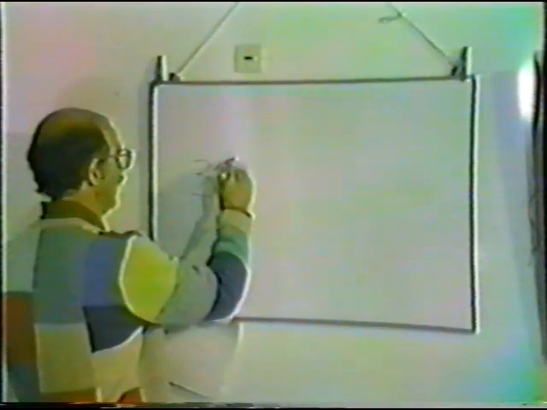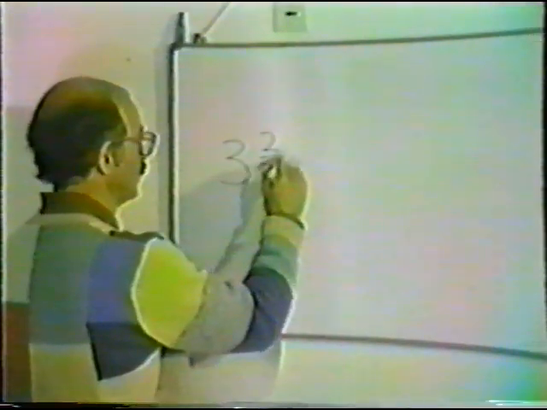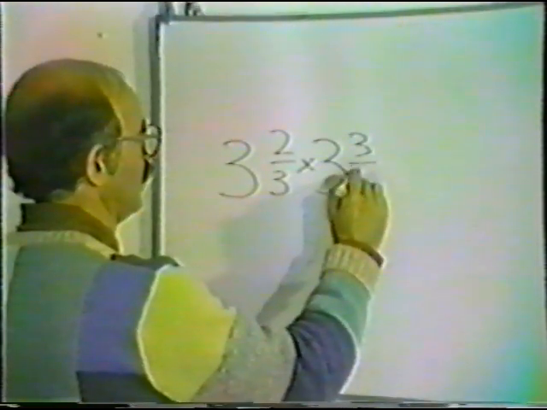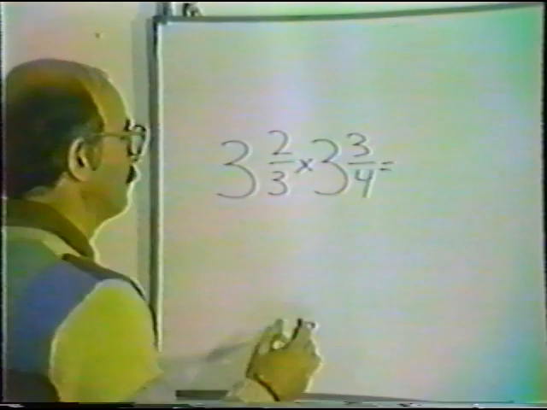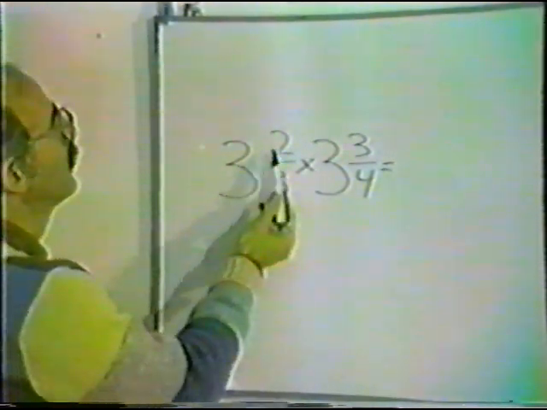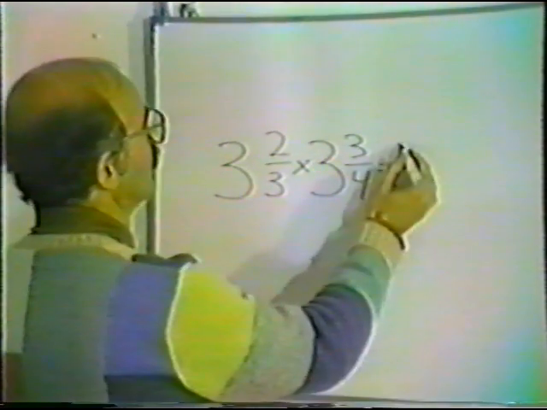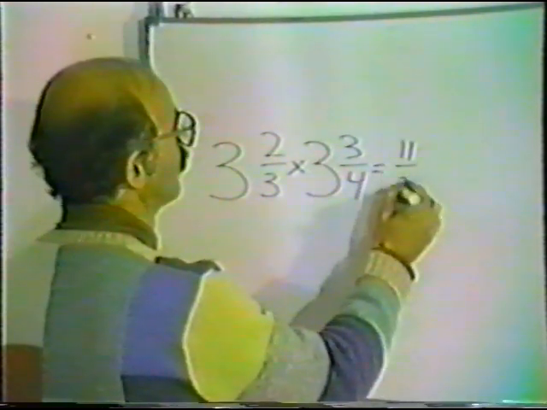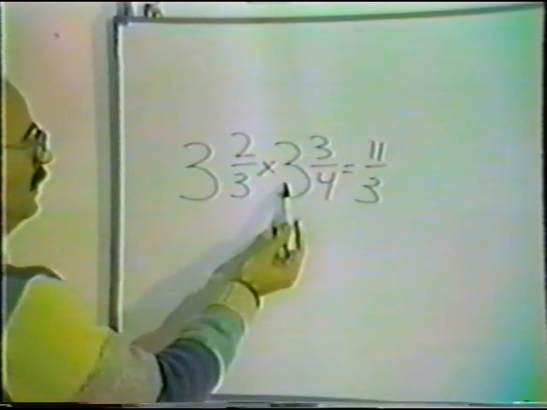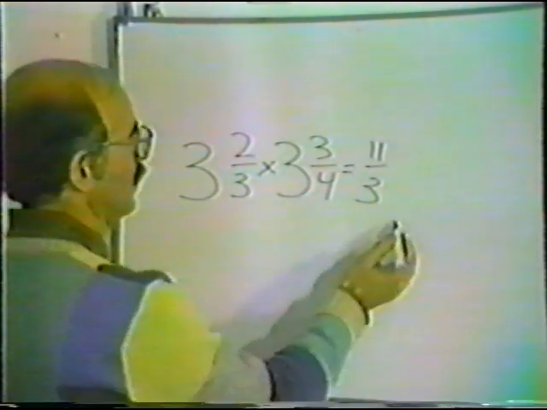3 and 2/3 times 3 and 3/4. 3 times 3 is? 9. Plus 2 is? 11. 11/3. 4 times 3 is? 12. Plus 3 is? 15.